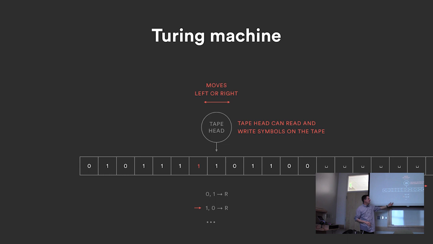Then you could go along the tape, and another rule in that state will say, okay, if you read a 1, then write a 0, and then move right along the tape.